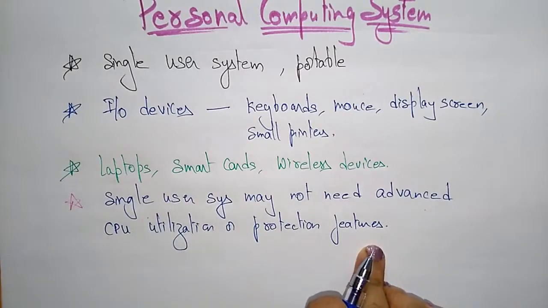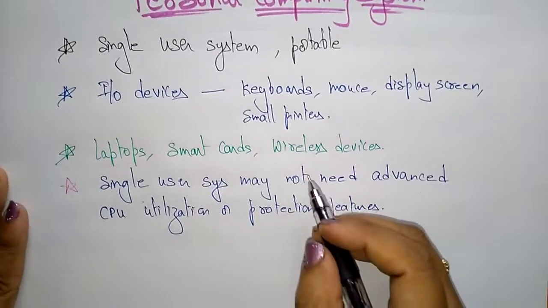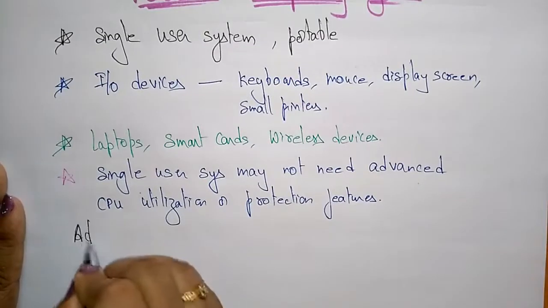Why is that much requirement not needed? Because you are the only person who is using the system. So if your system is connected in a network, then obviously CPU utilization has to be increased. The advanced technology has to be increased for CPU utilization, as well as protection features, if your personal computing system is connected in a network. So when you are going for a single user system, it may not need advanced CPU utilization and protection features.